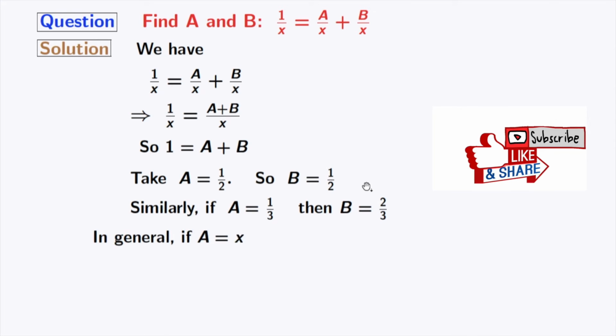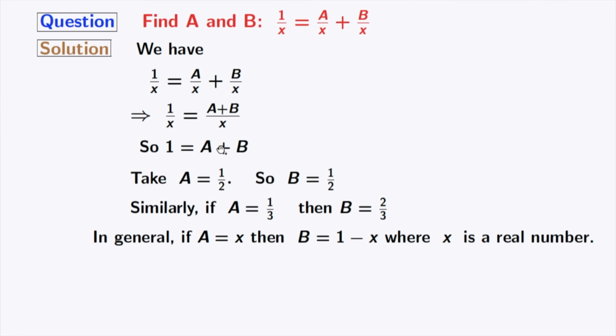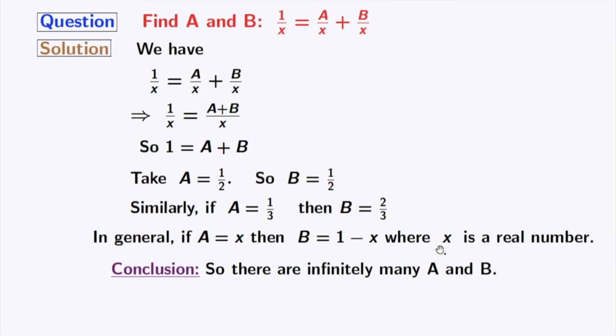So, in general, we can say that if a = x, then to satisfy this equation, b should be 1 - x, where x is an arbitrary real number. Since x is an arbitrary real number, we can conclude that there are infinitely many values of a and b which satisfy this equation.